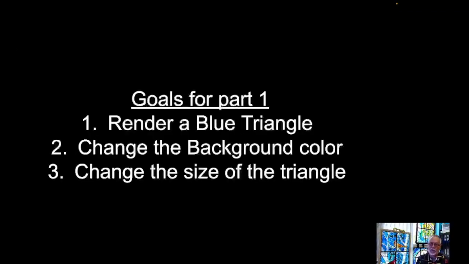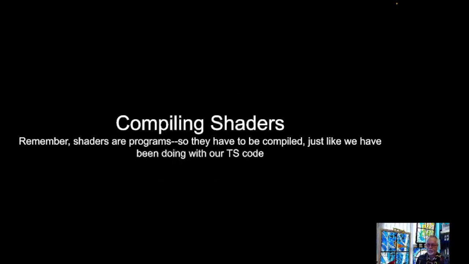So we want to render a blue triangle. I've set you up with a framework that has a button that you can use to change the parameters, and you'll do that by changing the vertex specification of the triangle. Then, okay, so we've got that. Now we need to compile the shaders. So we've written the shaders. Now we have to compile them.